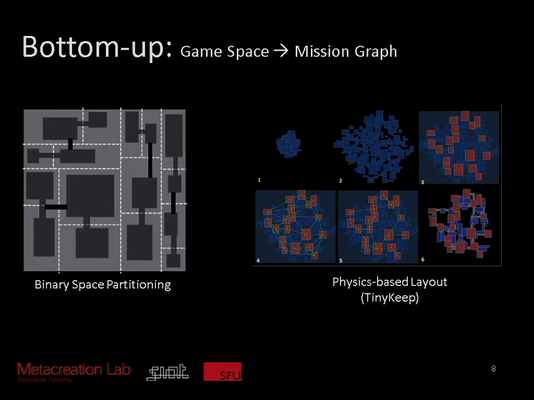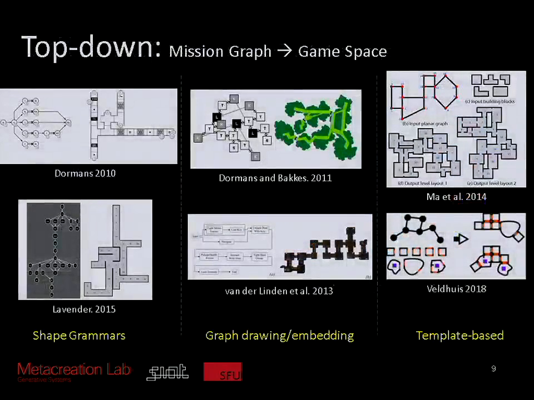So if I have a specific kind of constraint that the player should start somewhere and then should solve the puzzle somewhere, I cannot really make sure that this sequence of tasks can actually be mapped to the space because I have no control over the mission graph. The top-down approach, though, more frequently seen in the literature, starts with the mission graph and translates that into a game space. And one of the earliest is Dominant, where after the creation of the mission graph, the translation is happening by using shape grammars.